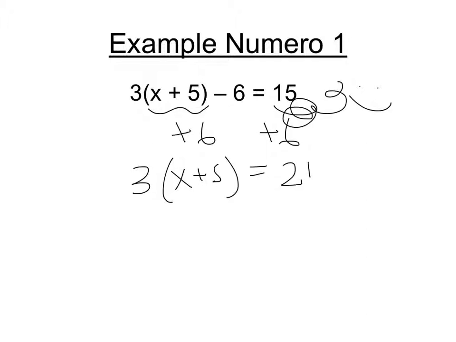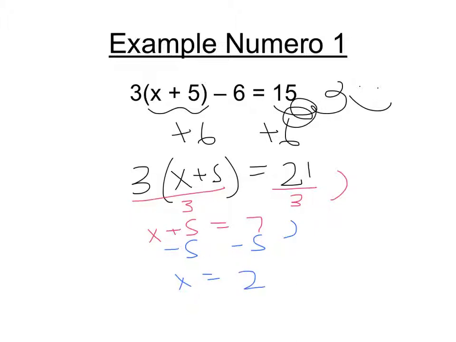Then we're going to divide by 3 on both sides. All right, so that leaves us with x plus 5 on the left-hand side, and 21 divided by 3 is 7, so 7 on the right-hand side. Last is subtract 5. So we're going to subtract 5 on the left-hand side, and on the right-hand side, we just have 7 minus 5 is 2, so x equals 2. Ta-da! We did it!